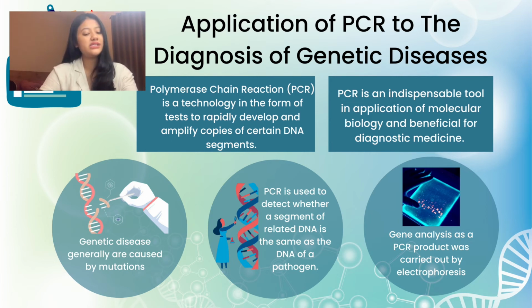PCR is used to detect whether a segment of related DNA is the same as the DNA of a pathogen. In the context of genetic disease diagnosis, PCR is used as a tool for gene checking. Gene analysis of the PCR product is carried out by electrophoresis. It is to determine the size of the gene, which leads directly to the diagnosis.